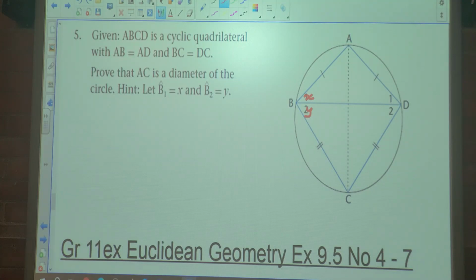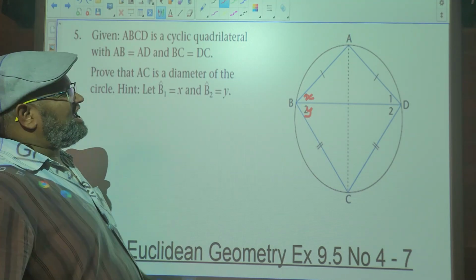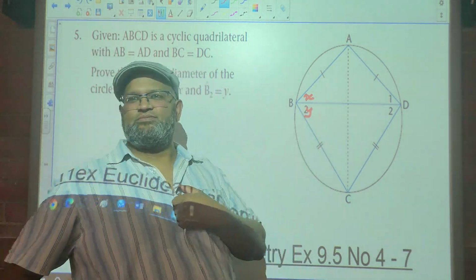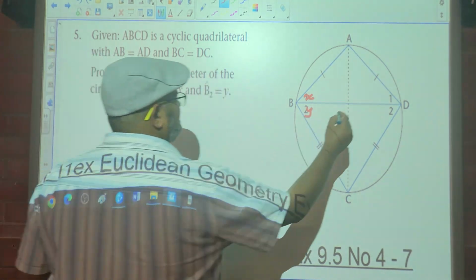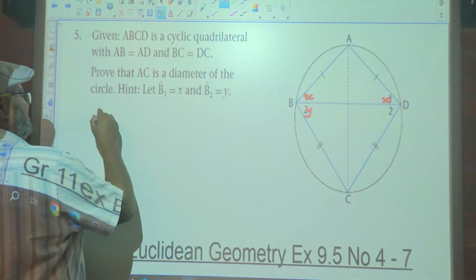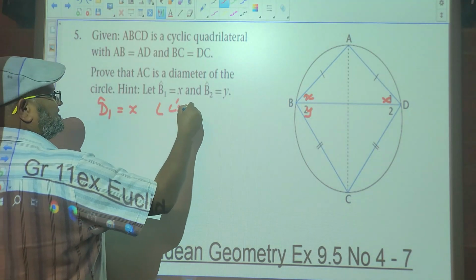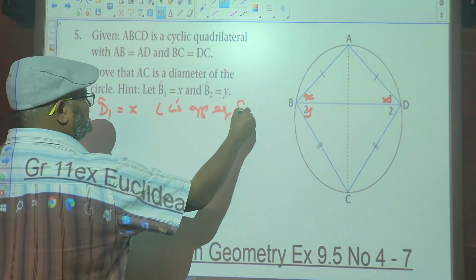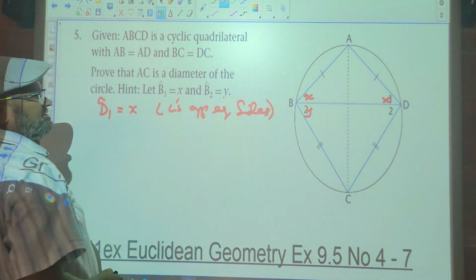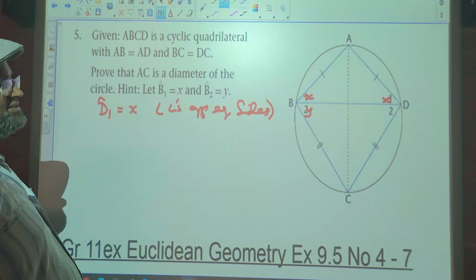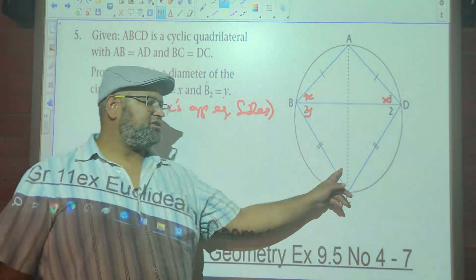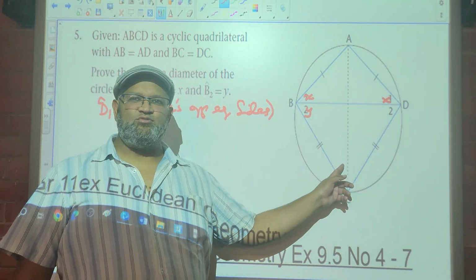Verstaan julle? Right. So which other angle is equal to x? D1. So you say D1 is x. Why? Angles opposite equal sides. Right. Is there any other angle equal to x? This one here. Not so. But we'll see later if we need it.